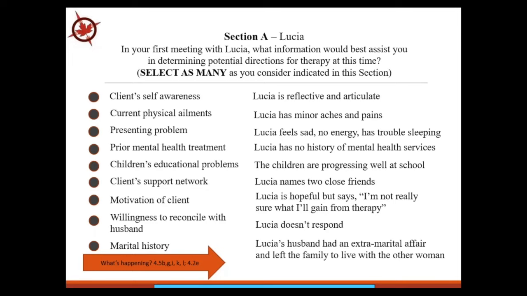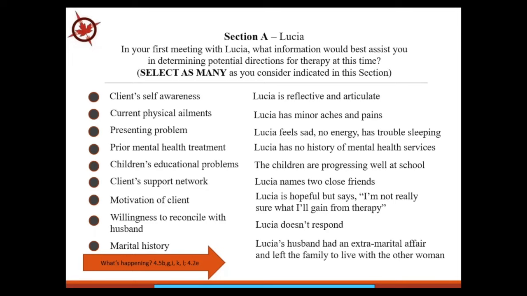Not all of them are going to be wrong either. They're all going to be calibrated from a +3 to a -3. And in case you're wondering what's happening, we're looking at the area of 4.5B, G, I, K, L, and 4.2E on your profile just by looking at those few items. So you can see very quickly how there are multiple opportunities for combinations of competencies to be tested and retested, even in a single section of a single simulation.